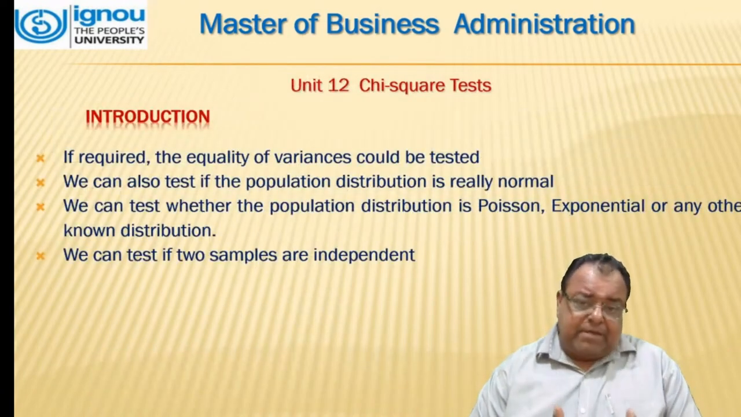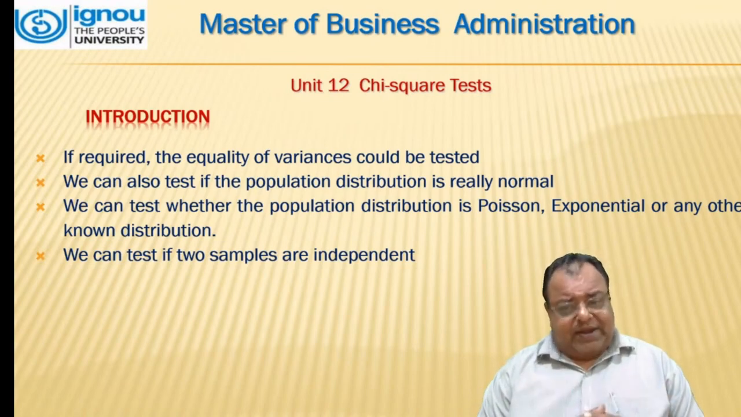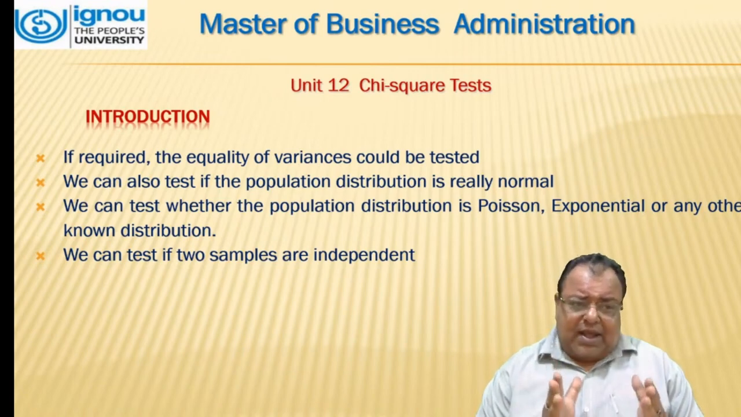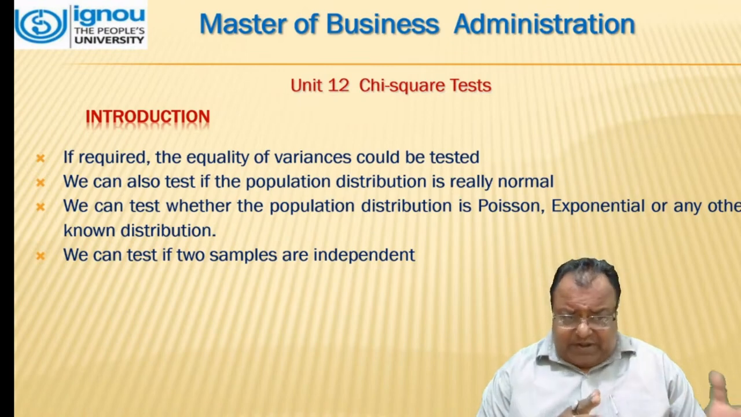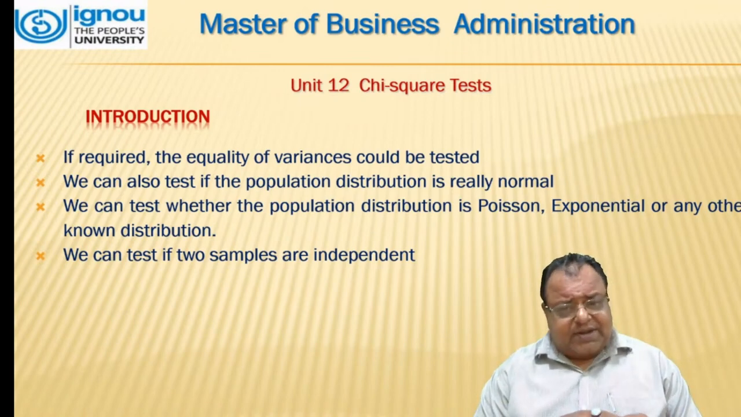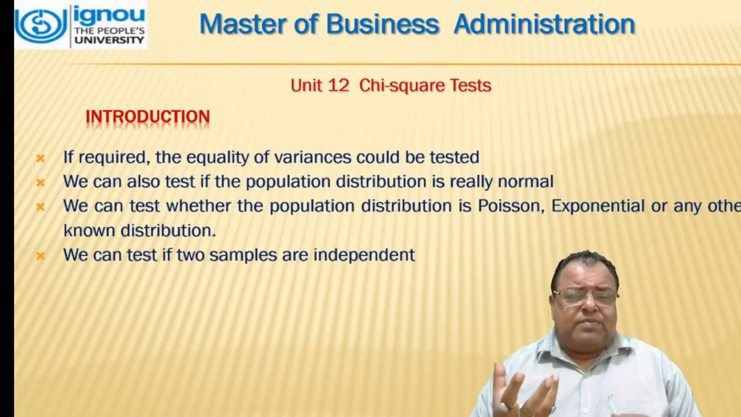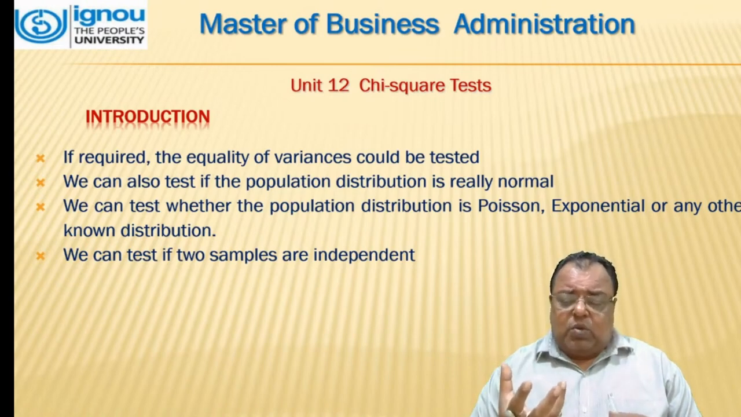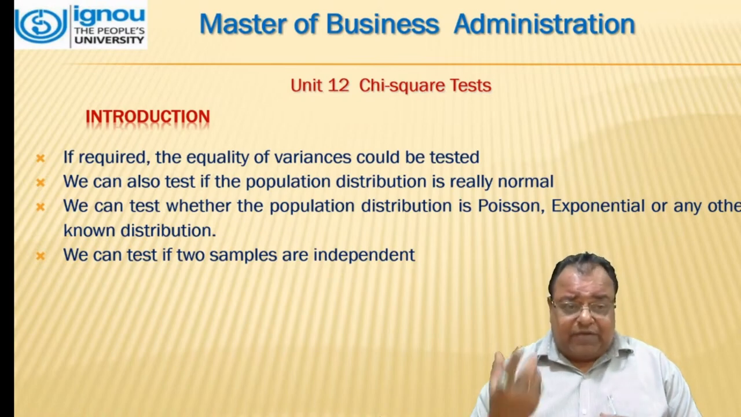Now, we move to unit 12, that is chi-square test. Chi-square test will be used with a term that is degree of freedom. We have already discussed it. This is a test which has something in common, that is the degree of freedom.